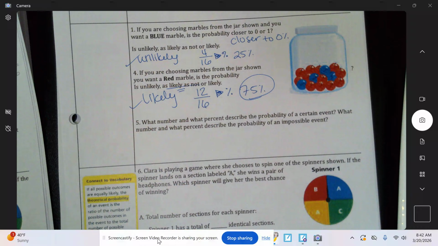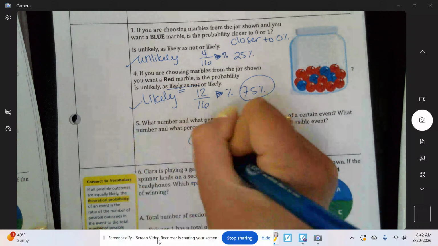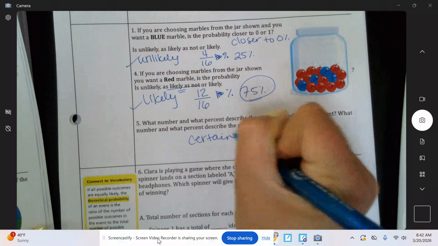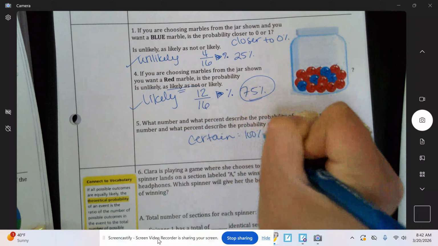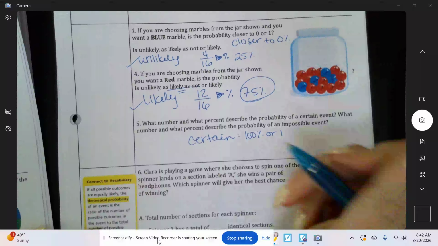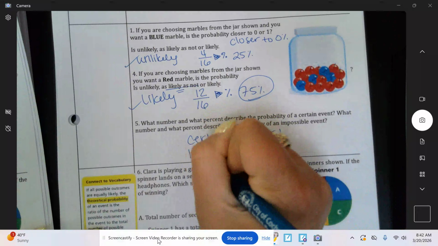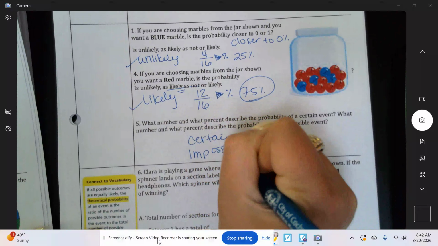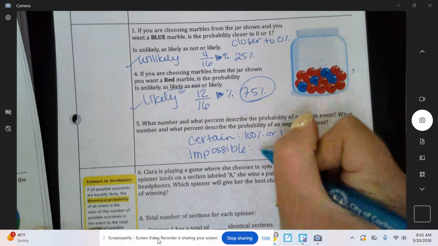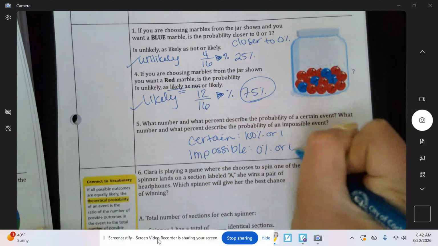Alright, what number and what percent describes the probability of a certain event? In order for it to be certain, what does the probability have to be? 100%. Good. Certain means it's going to be 100% or 1. For it to be impossible, what is the percent of impossibility? 0% or just 0.